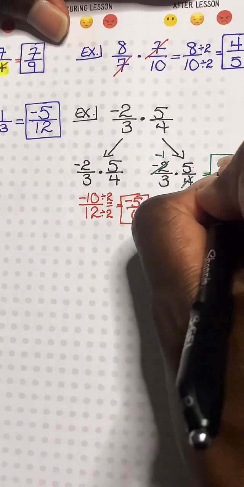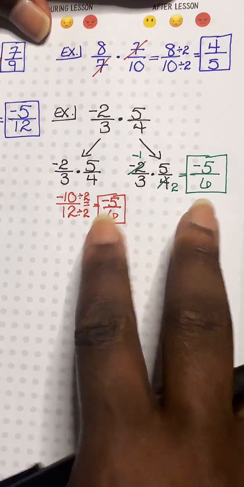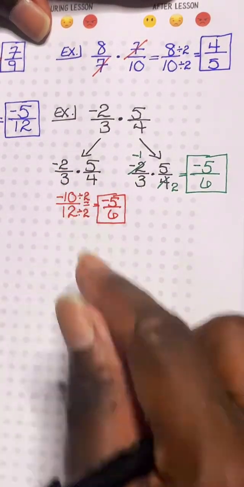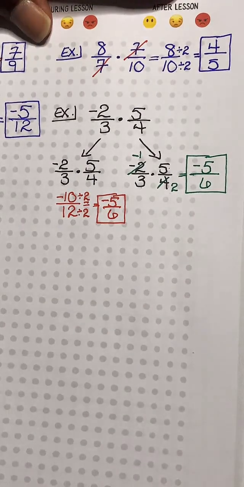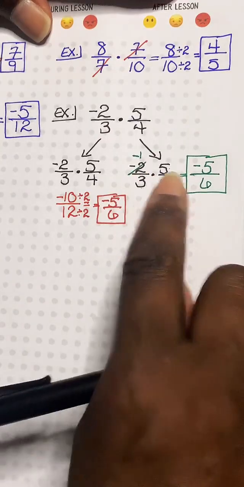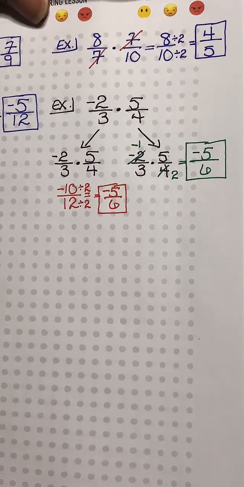Okay? So you pick which way best suits you. If you're feeling really comfortable with, okay, let me multiply straight across and then simplify, you can do that. If you feel like cross simplifying is the way to go, then you multiply across, you can do that. So you get to pick which way makes you feel comfortable.